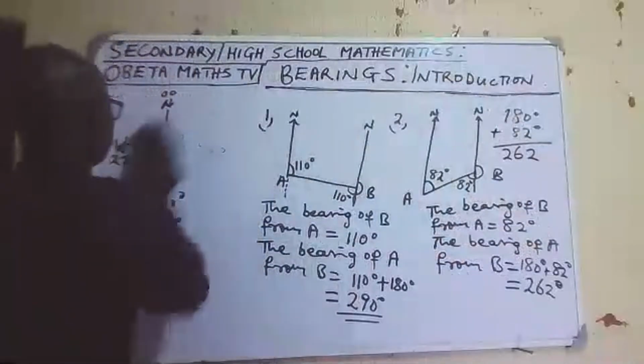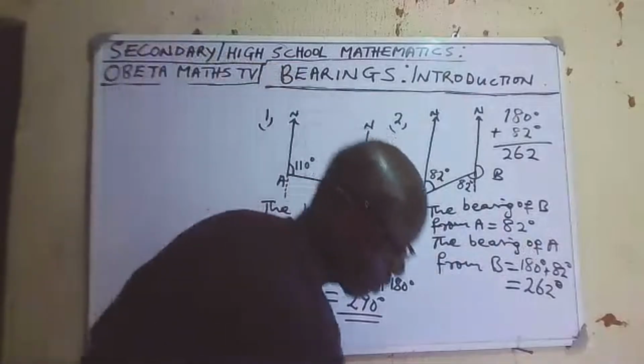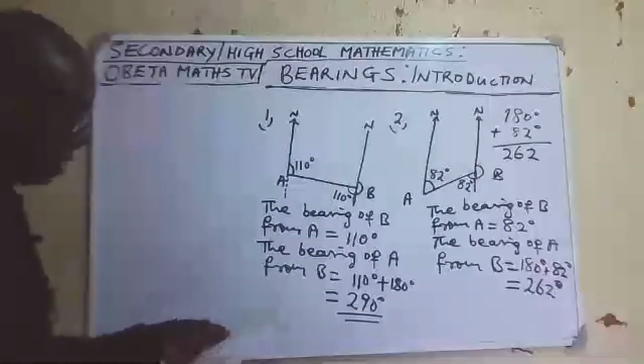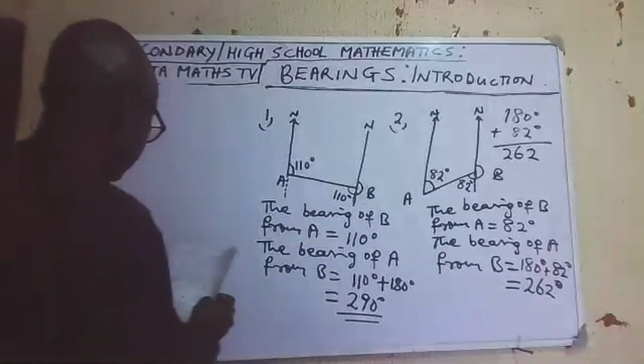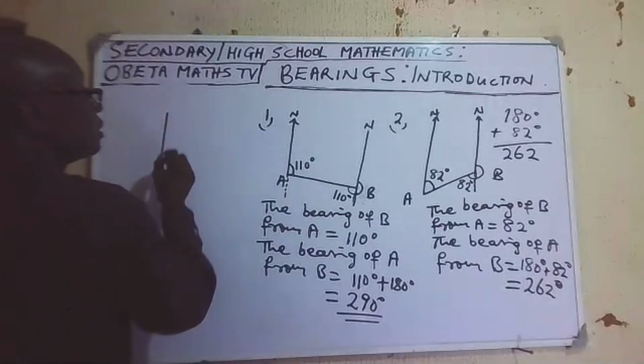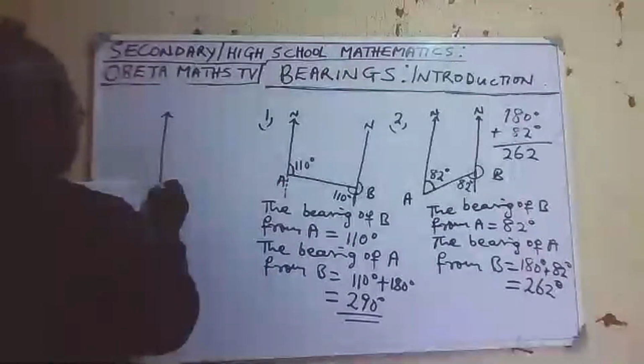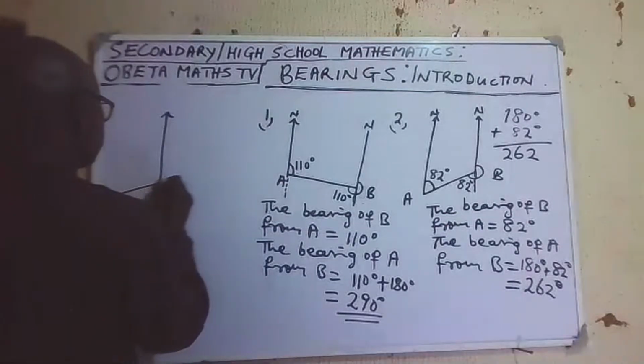So let's move on. Coming back here, pick another example. Assuming we have a question like this, we have this. This is a north, and then we have this, and maybe this.